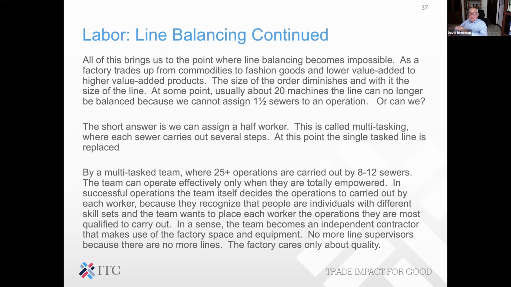Okay, there is a limit, as I said. The limit is at a certain point, you can't have half a worker. However, today you do. In the highest quality factories, you don't really have a line anymore. In the highest quality factories, you have teams of multitasked sewers. It's pretty simple. It's like a factory within a factory.